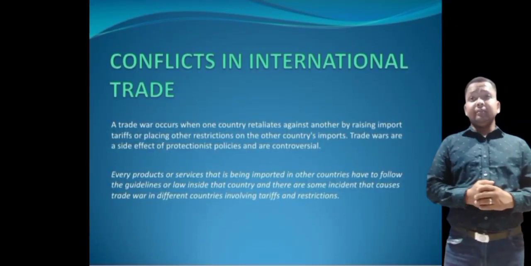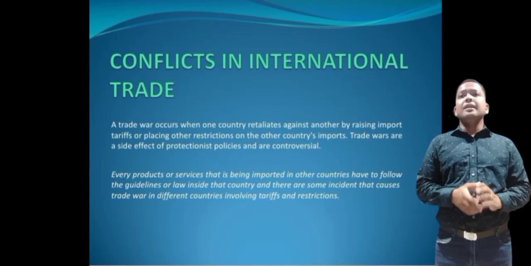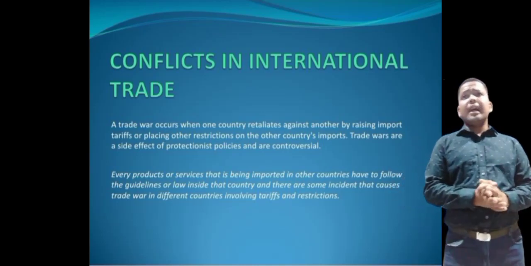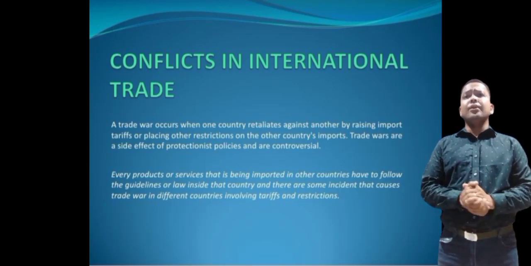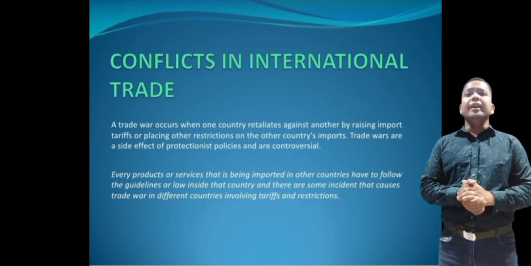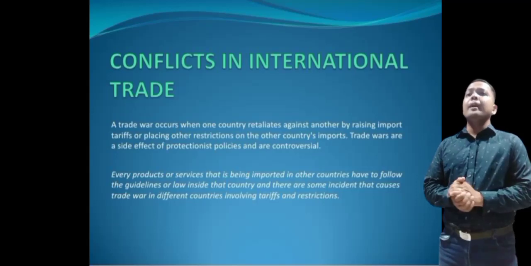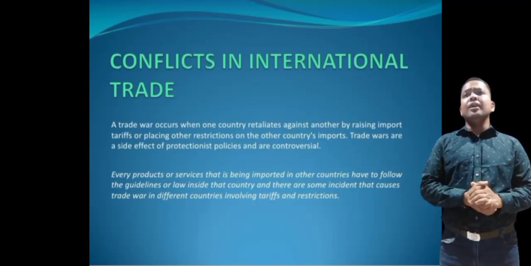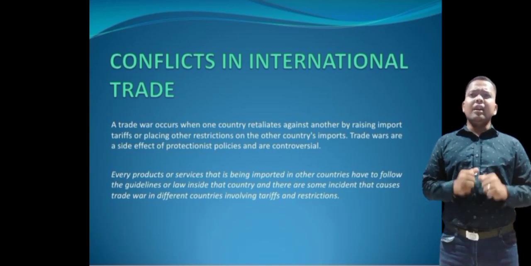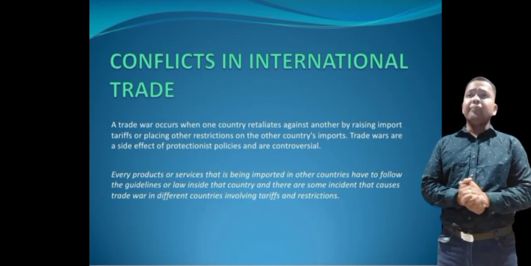Next slide: conflict in international trade can arise in a variety of ways, some of the most common being tariffs and trade barriers. When countries impose tariffs or other trade barriers, it can lead to conflicts with other countries that are affected by these measures. Tariffs can make imported goods more expensive and less competitive, which can hurt the exporting countries' economy and lead to retaliation.